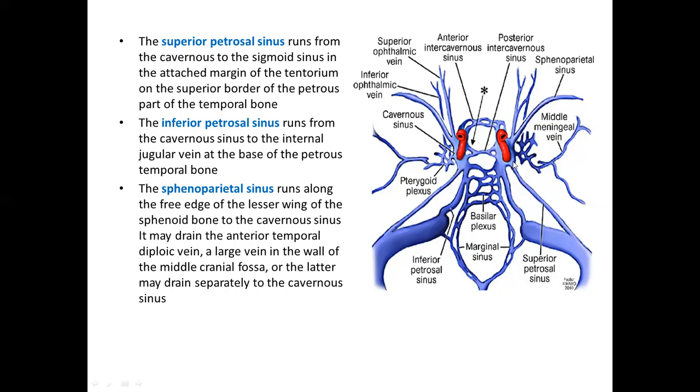The superior petrosal sinus starts from the cavernous sinus and drains to the sigmoid sinus. Superior is S, and sigmoid is also S. The inferior petrosal sinus, the letter I, drains to the internal jugular vein. Here the superior petrosal sinus will be on the upper surface of the petrous bone, and here at the base of the petrous bone. The sphenoparietal sinus drains to the cavernous sinus and is situated on the free edge of the lesser wing of the sphenoid.